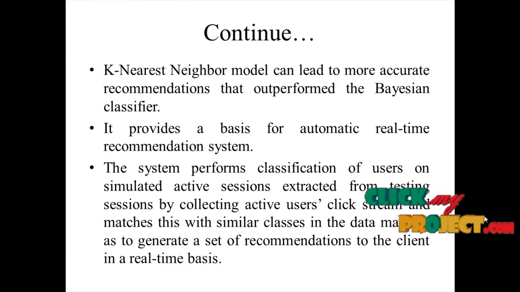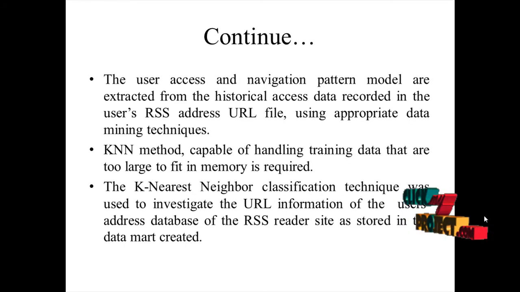A k-nearest neighbor model can lead to more accurate recommendations that outperform the Bayesian classifier. It provides a basis for an automatic real-time recommendation system. The system performs classification of users on simulated active sessions extracted from testing sessions by collecting the active user's click stream and matching it with similar classes in the data model, so as to generate a set of recommendations to the client on a real-time basis.